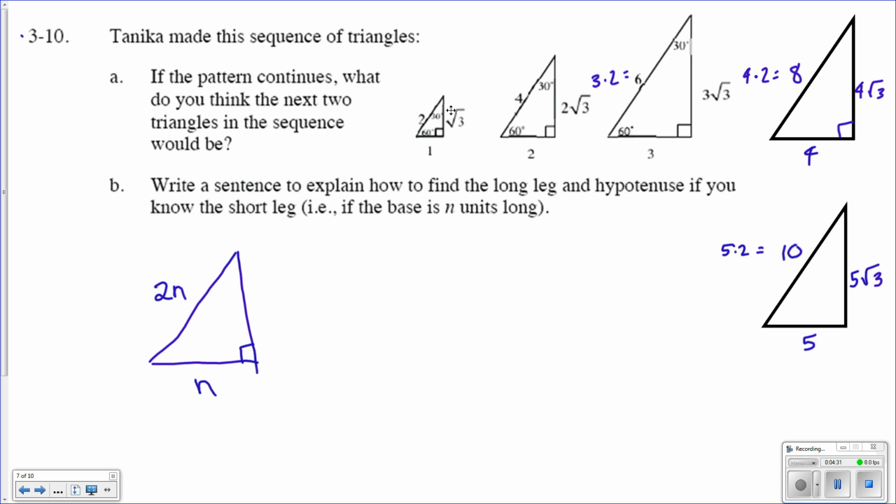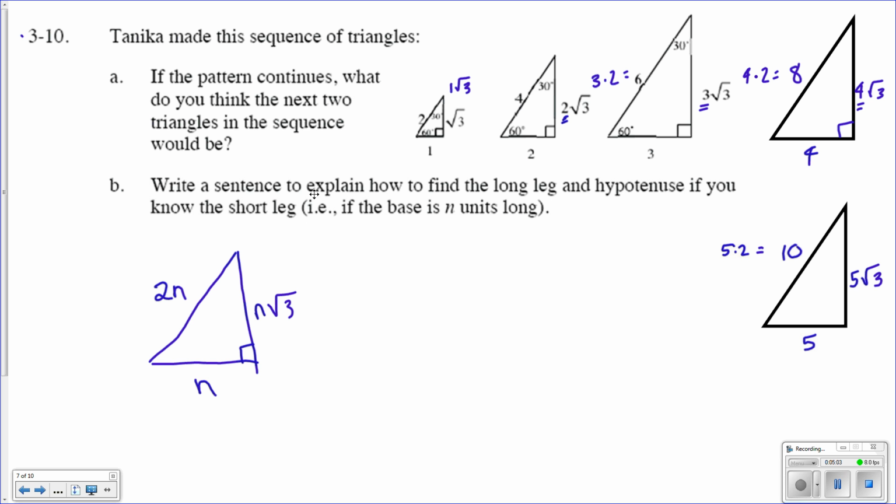Now if we look at our longer leg, radical 3, this is the same thing as saying 1 times radical 3. This one is our base, 2, times radical 3. Our base times radical 3. Our base times radical 3, and so on. Which means that the length of this longer leg would be n times radical 3.